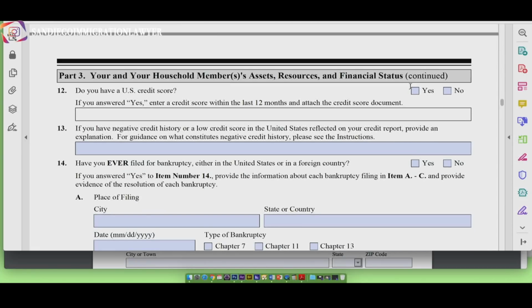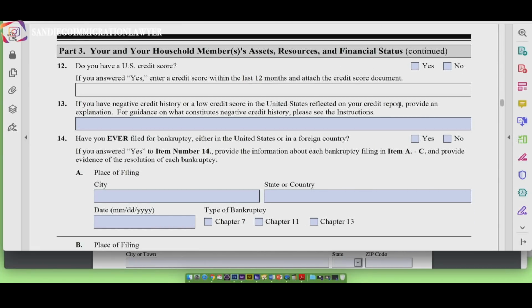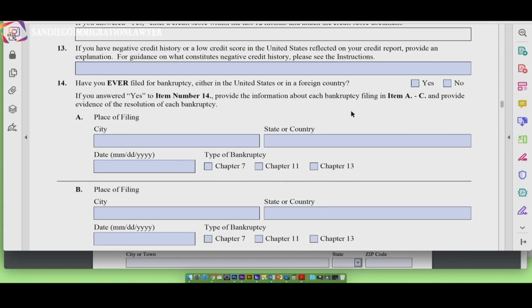So it's asking if you have a credit score. So if you do have a credit score, you need to enter the score and again attach the credit report to this form. If you have negative credit history or a low credit score in the United States and it's reflected on your credit report, then you need to provide an explanation here. So if you look into the instructions, they do give you guidance on what constitutes a negative credit history. So you want to look at the instructions.